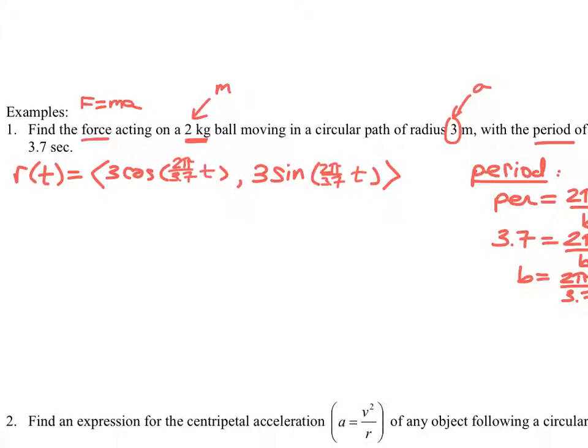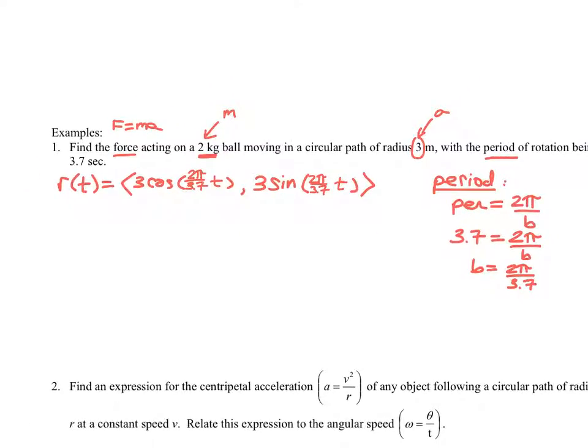All right, so now I have to differentiate. I'm going to take the derivative of this, r prime of t. So a little bit of chain rule. So -3 times the sine of the stuff on the inside times the derivative of the inside. That's going to give me -6 pi over 3.7 cosine 2 pi over 3.7 t.